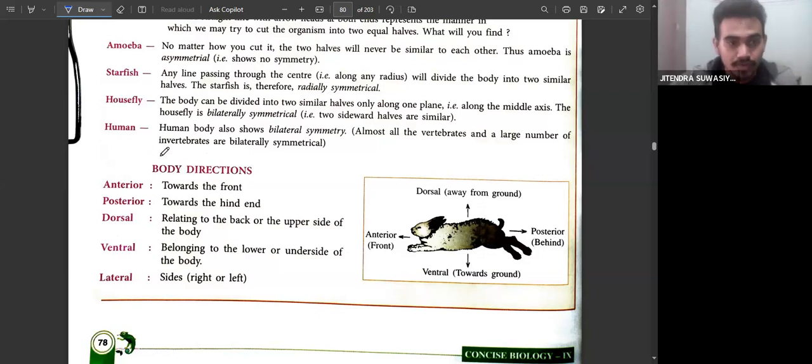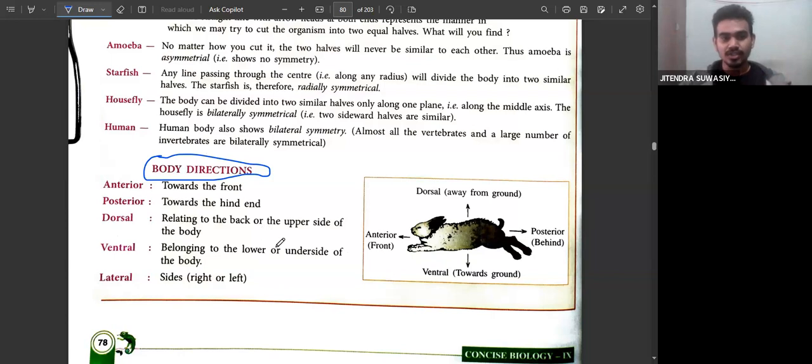To identify any organs, we need to study the body directions. There is a form for systematics to classify the organisms. This is a very basic thing that we should know: which one is the anterior portion, which one is the posterior portion, what is dorsal, what is ventral, and what is lateral. It is very basic, but very important if you go for higher studies. Anterior is something on the front. Posterior is something behind, from the backside.